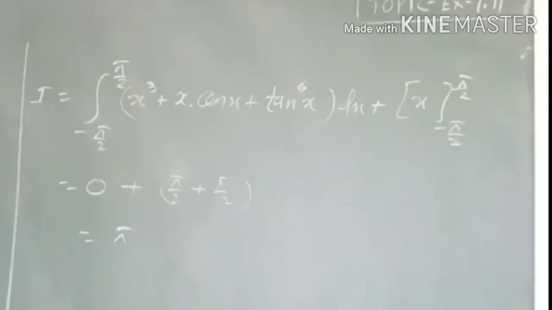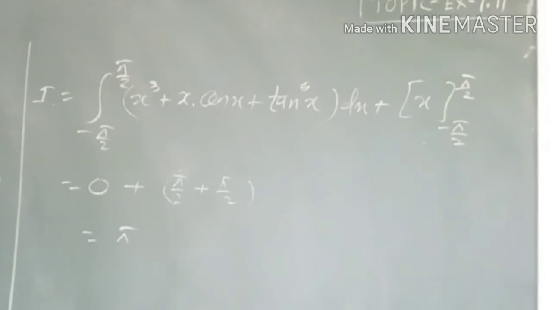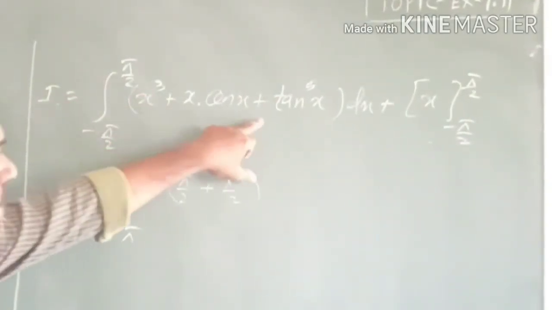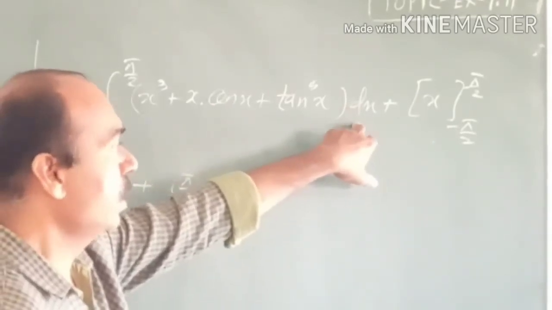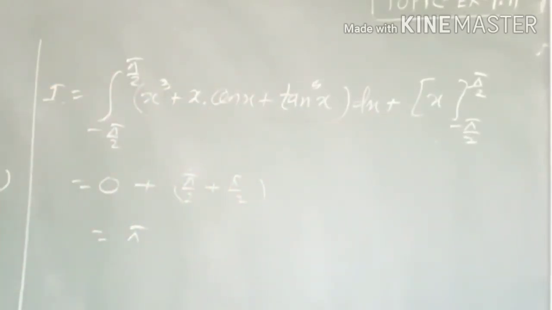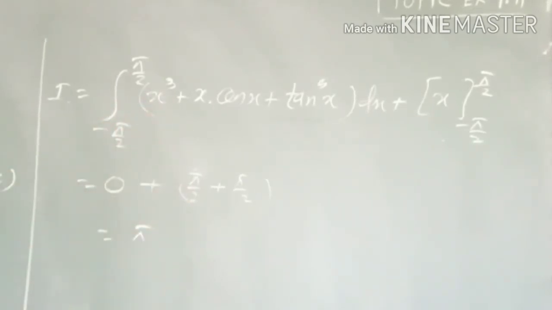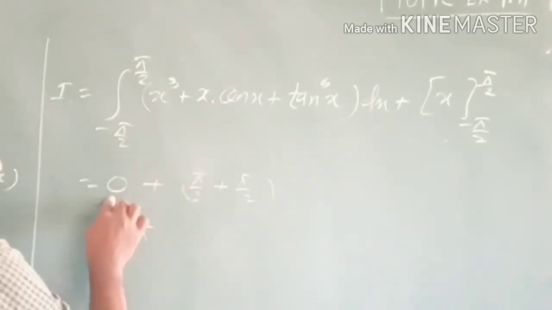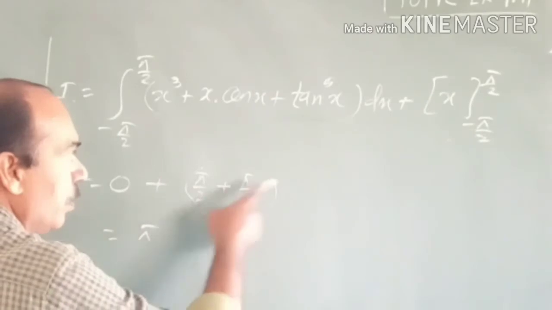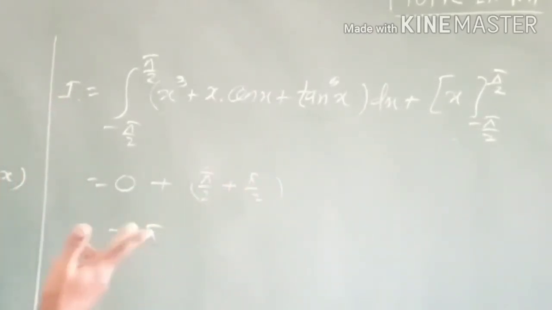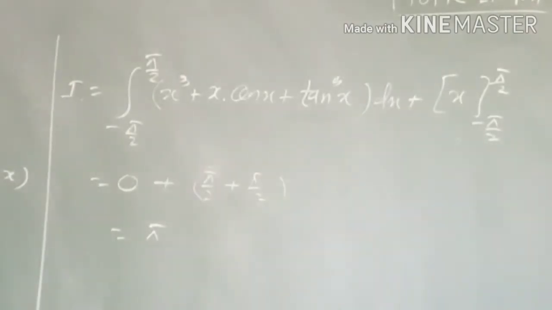So our integral I, see there, from minus pi by 2 to pi by 2 of (x cubed plus x cos x plus 10 to the power 5x) dx, which is 0, plus the integral of 1, which is only x, upper limit minus lower limit. So its value is pi by 2 minus, once again, minus pi by 2. So pi by 2 plus pi by 2, that is pi, option number C.